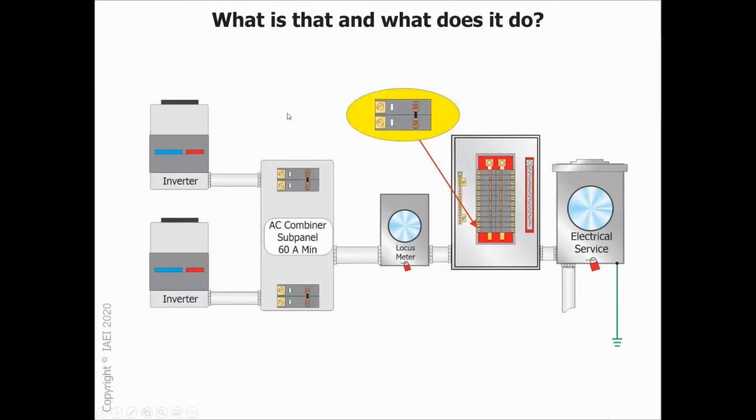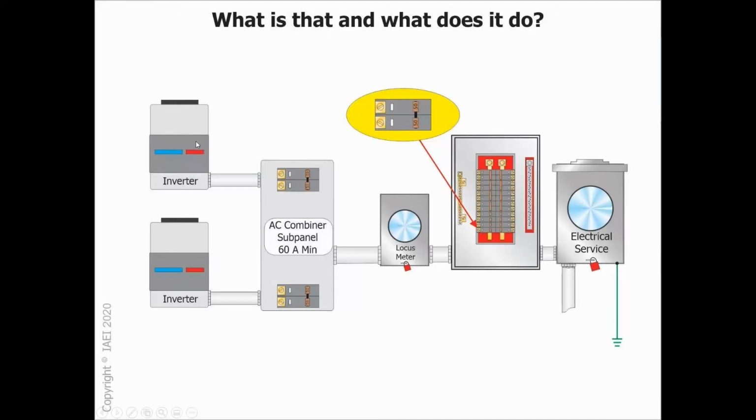Here's a little bit more detailed view. This is showing the AC side. So over on the left, you see the inverters interconnected to a sub-panel board with some circuit breakers that then feed, in this case, through a meter to the electrical service panel. So that's the AC side of things.